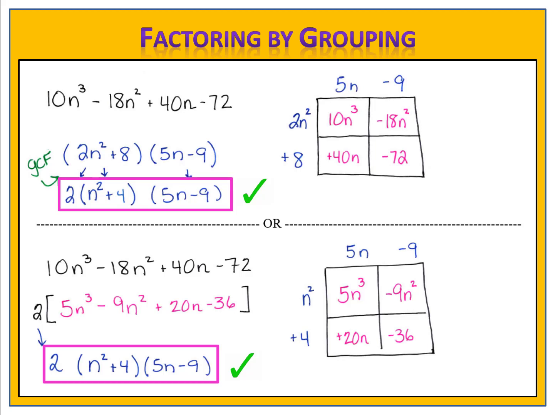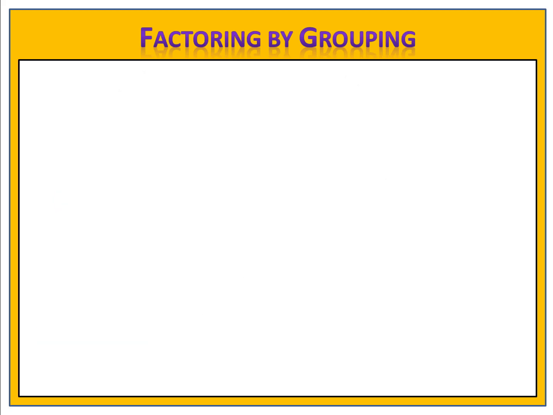Either method will work. Let's see if you can do a problem like this. Here's a polynomial that has a greatest common factor and grouping. Please pause the video here, factor this polynomial completely, and come back when you're ready to compare answers.